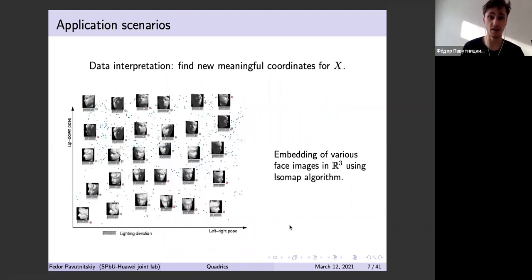Another relevant application is data interpretation. We try not only to reduce the dimension of the data to better visualize it, we try to find some meaning of these coordinates. For example, in this picture, the data is images of a 3D model of a human head with different lighting directions and different poses. The algorithm used here is ISOMAP. This is a very, very famous algorithm from 2001, I believe, the beginning of the 2000s.